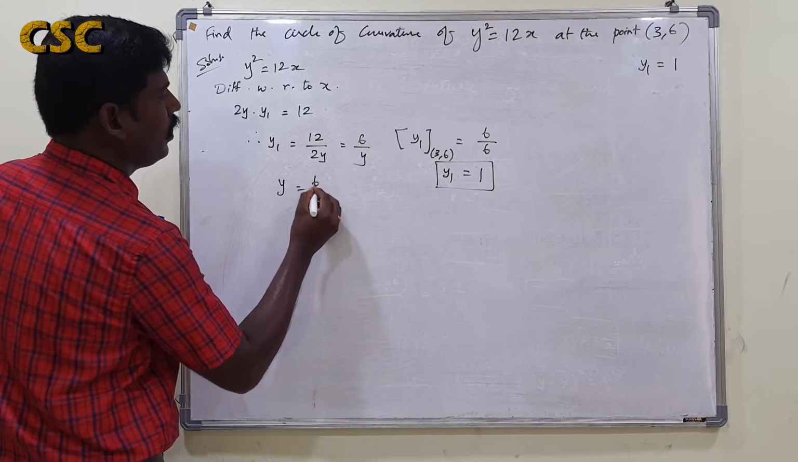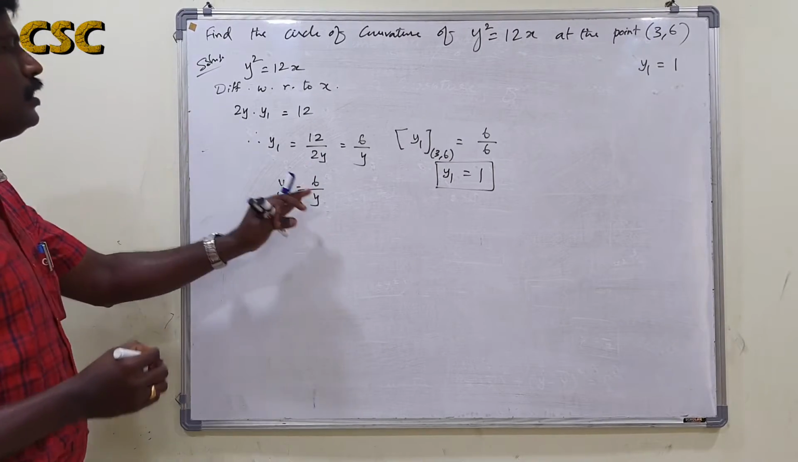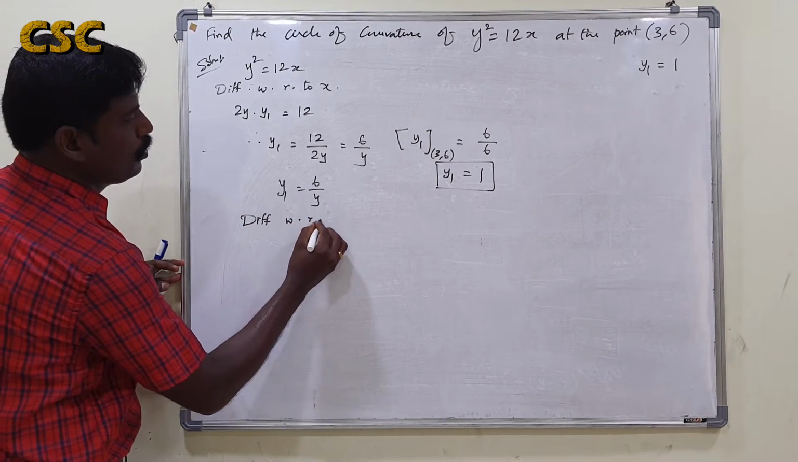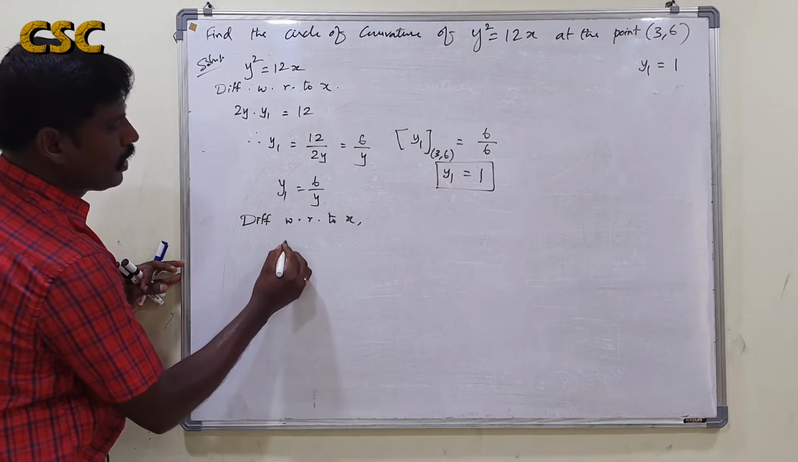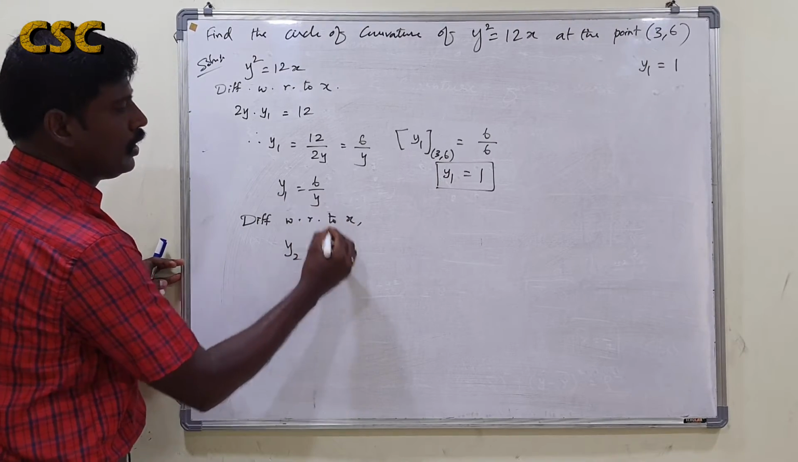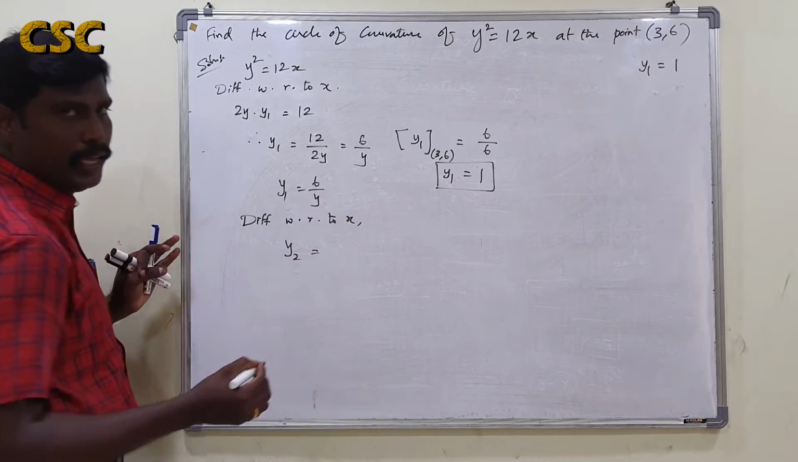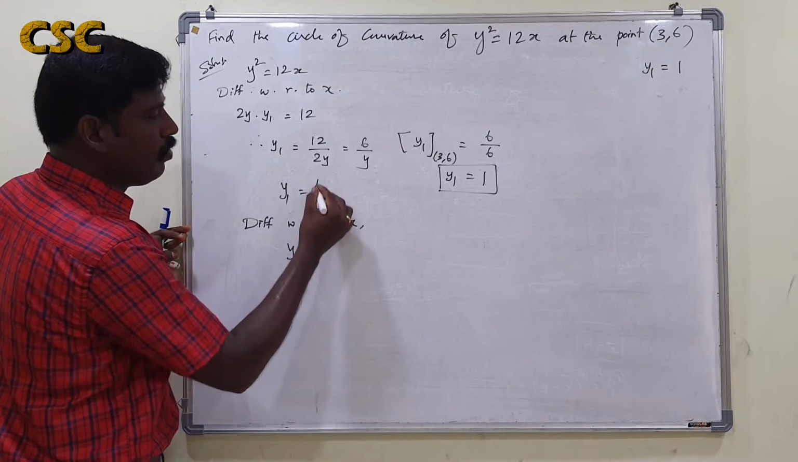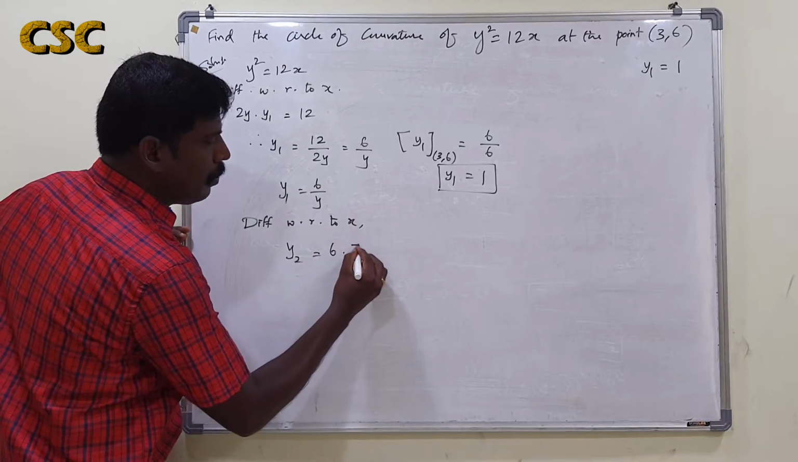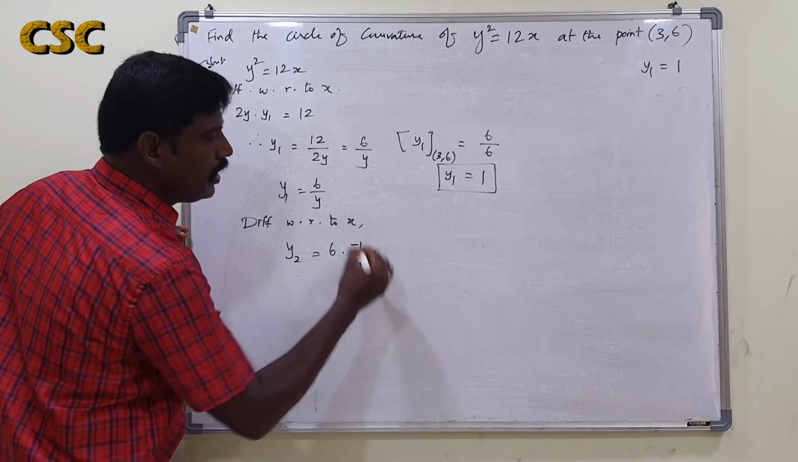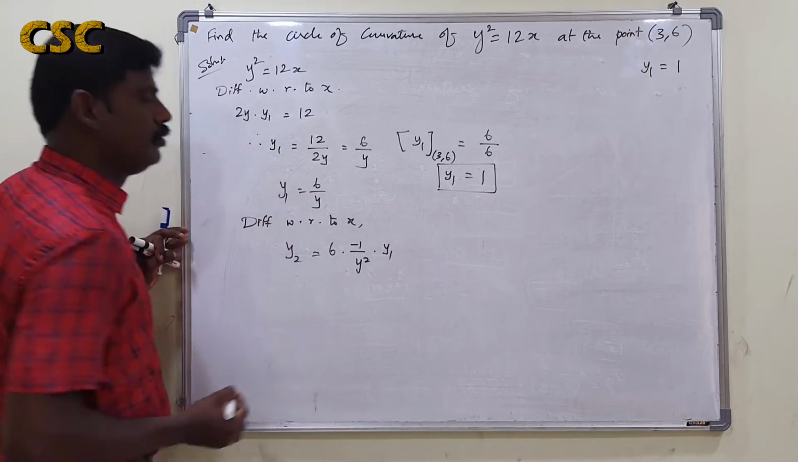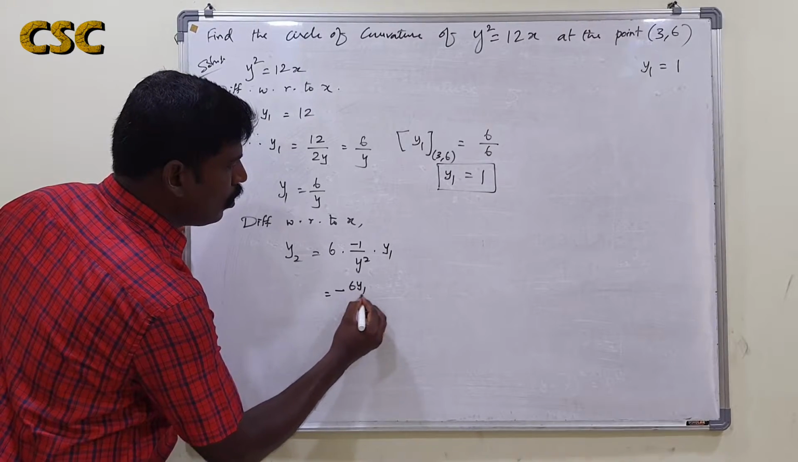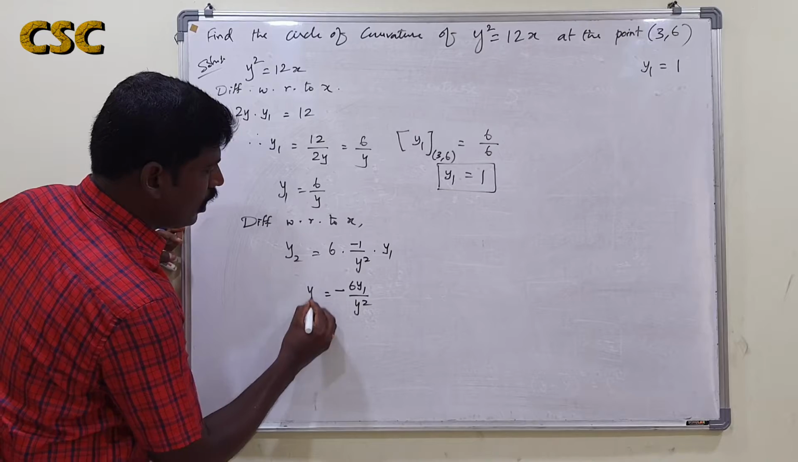What is y1 here? I rewrite it as y1 is 6 by y. Again, differentiate with respect to x. So y1 becomes y2. That is equal to, here y is in the denominator, applying the 1 by x formula. What is the derivative of 1 by x? Minus 1 by x square. Same like that, what is the derivative of 1 by y? 6 into minus 1 by y square into the derivative of y, which is y1. Right? So that is equal to minus 6 y1 by y square, the value of y2.